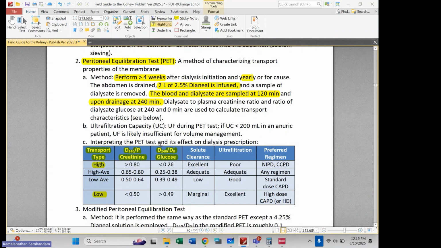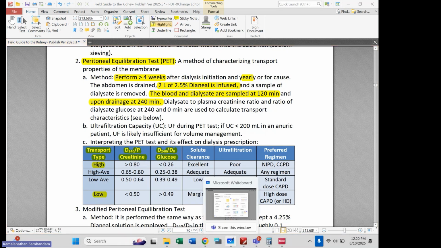You can see that when you use glucose, you need only sample the peritoneal fluid glucose, not the patient's glucose concentration. All right, so when comparing the dialysate glucose concentration at 4 hours, that is 240 minutes, compared to that initial dialysate glucose concentration, if an individual has high transport characteristics, you can see a reduction in the dialysate glucose concentration that is quite robust, right?